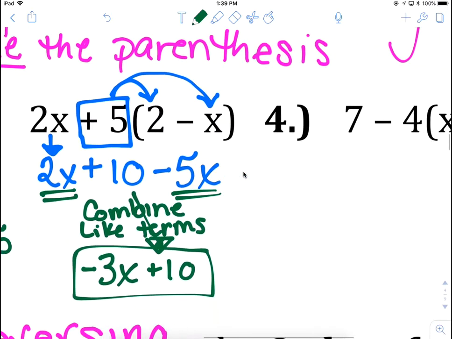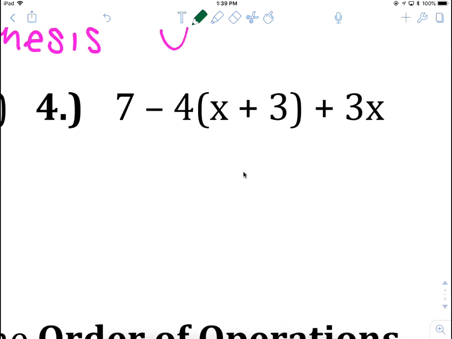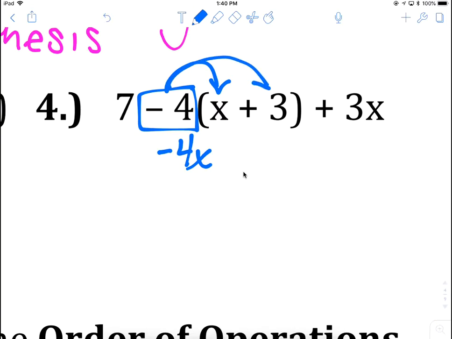Okay. So number 4, we've got a very similar thing. Who do you think we would box in this equation? Who's distributing? Some people might say it's the 4, but here's the problem. What kind of 4 is that? That's going to be a negative 4. So if I take negative 4, I'm going to distribute him. Negative 4 times x, negative 4x. Negative 4 times a positive 3 is going to make a negative 12. Okay? 7 didn't move. 3x didn't move, so we're just going to drop them down. They're not doing anything.